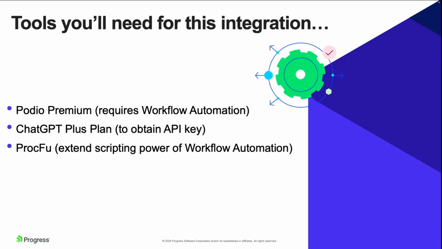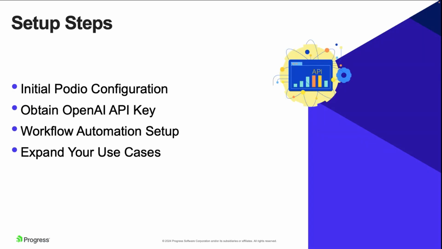And then finally, I won't go into too many of the details, but we are going to leverage a solution called ProcFu. It helps extend scripting power of Podio workflow automation. We're going to use it for just a couple of actions in our workflow that you'll see. So what we'll cover, we'll walk through in the demo kind of the initial Podio configuration, show you how we've got the apps and the data set up. We'll talk about how to obtain an OpenAI API key if you're not familiar with that already.